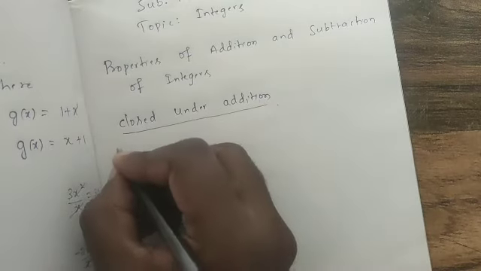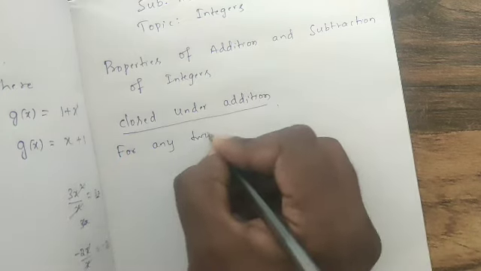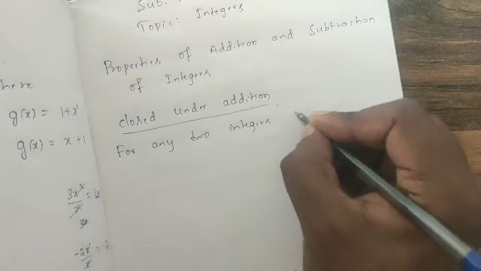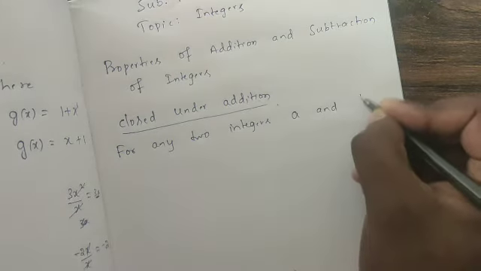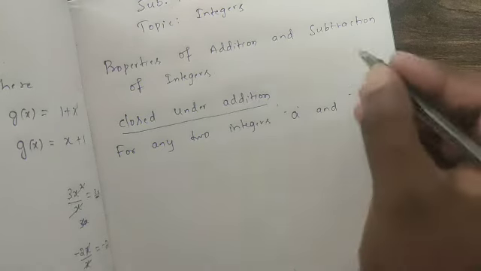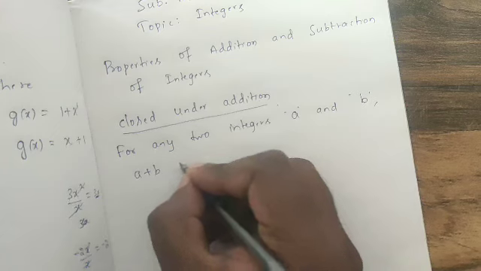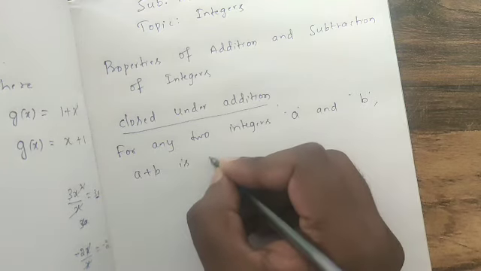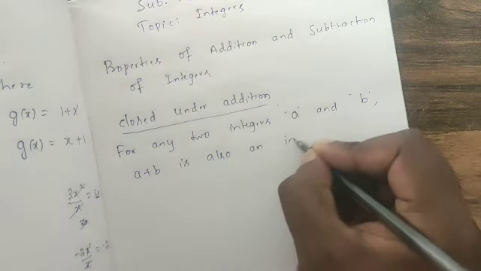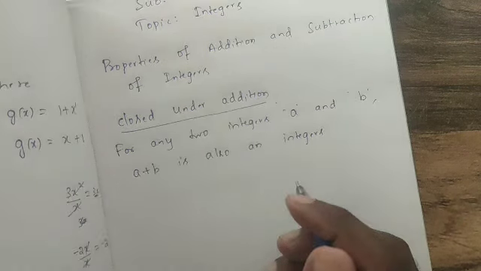In general, we can write for any two integers a and b. A and b are general integers, whatever they may be. In integers, a plus b is also an integer. This is about closed under addition.